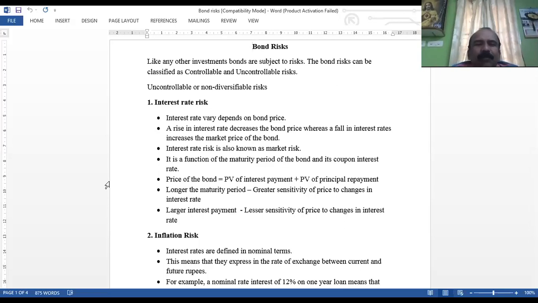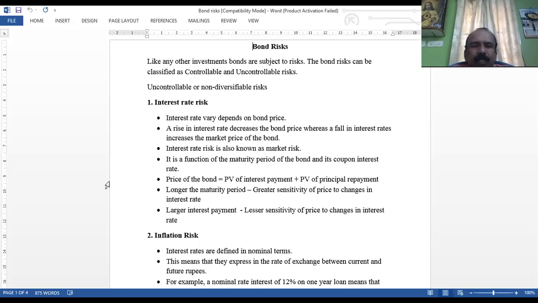This topic has been given as an assignment, and all of you have submitted it, but it's a very important topic that we need to discuss, especially from the examination point of view, as it is asked in section C or section B questions. The bond risks are broadly classified into two categories: controllable and uncontrollable risk.